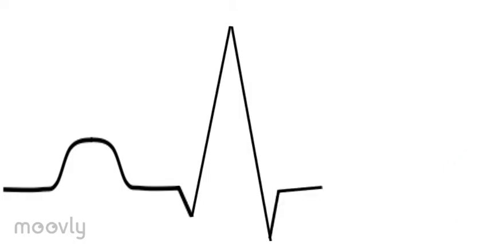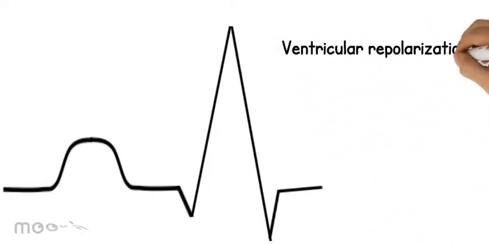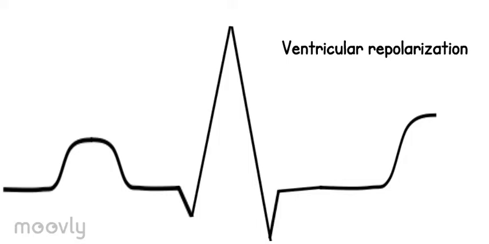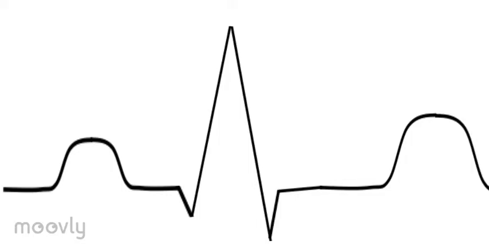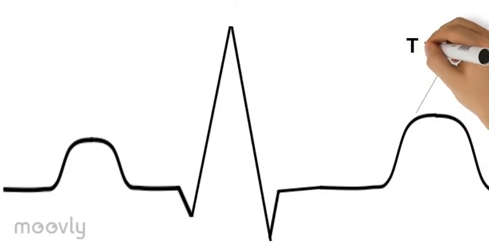Then we have ventricular repolarization. This is also known as ventricular relaxation. This is seen on an ECG trace as an upward deflection, and this is known as the T wave.